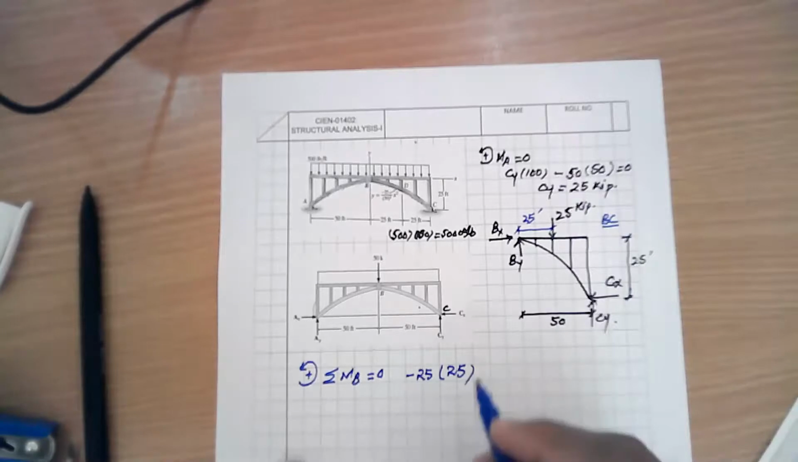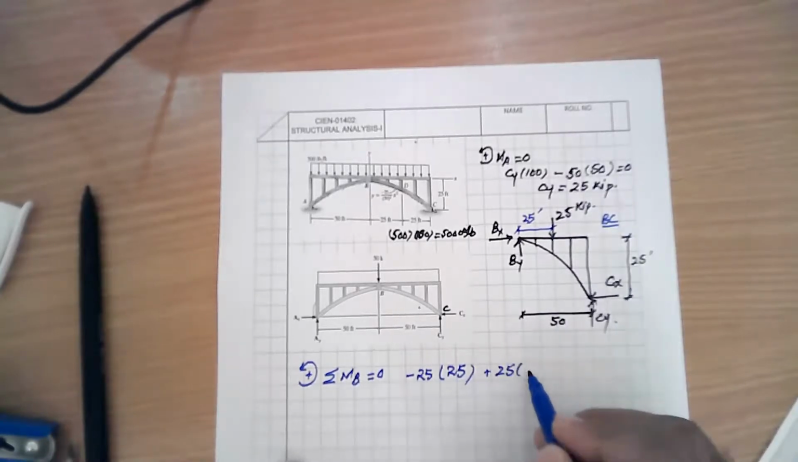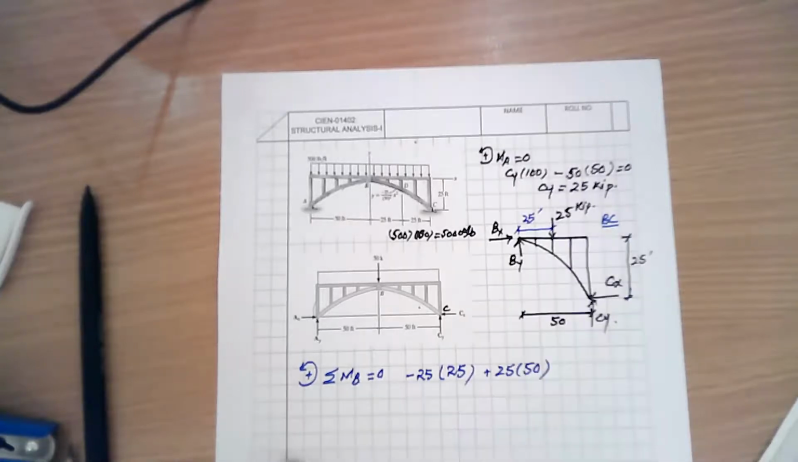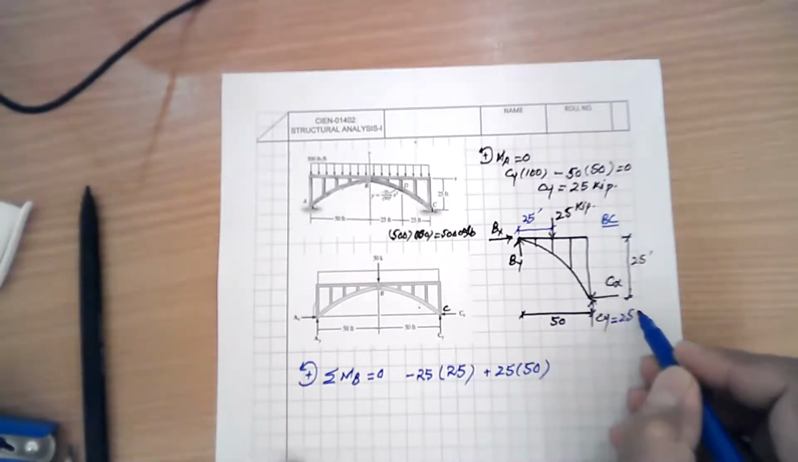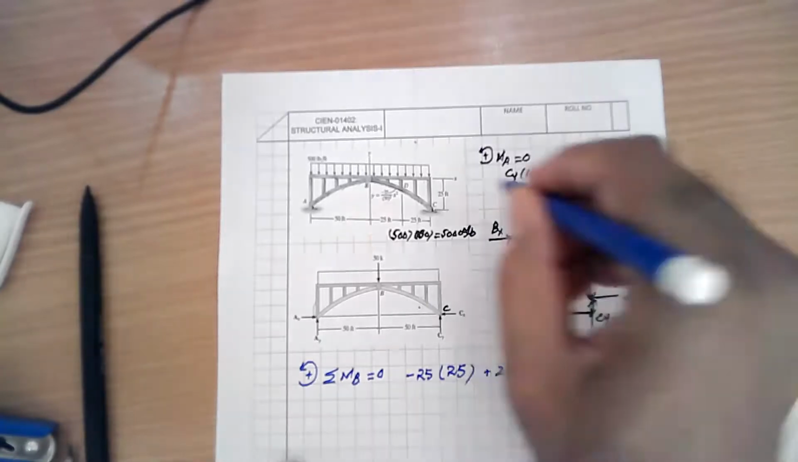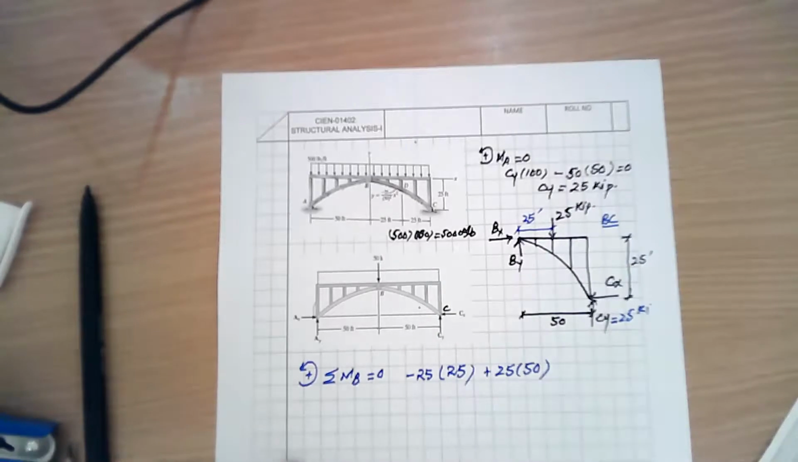Then Cy, 25 into 50, because the span is 50 feet. So this will produce a counterclockwise moment, so I have placed a positive sign here.